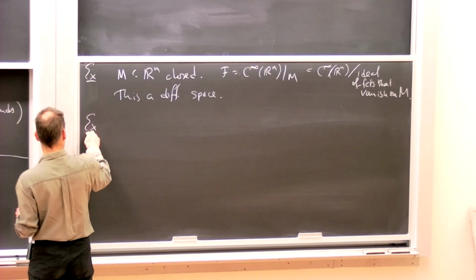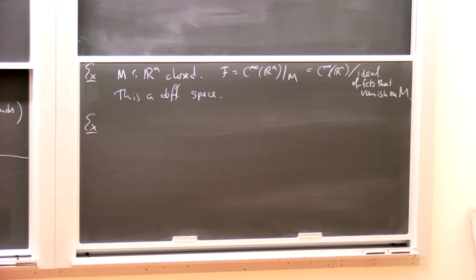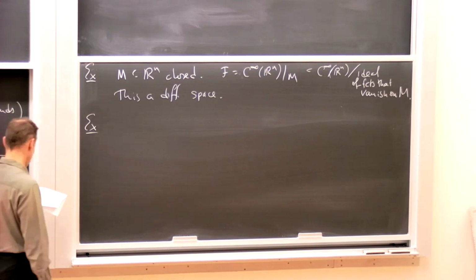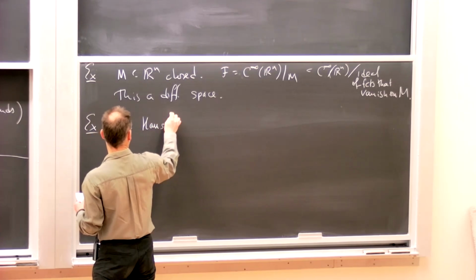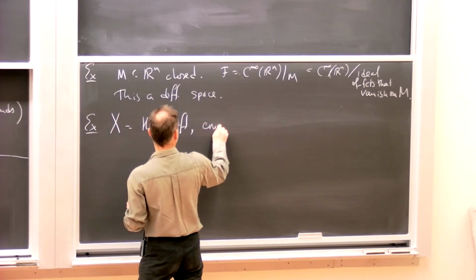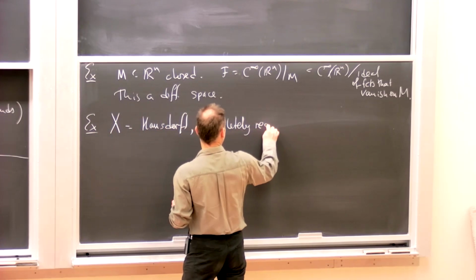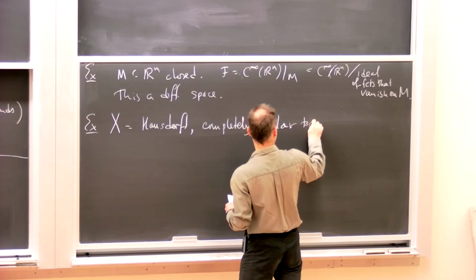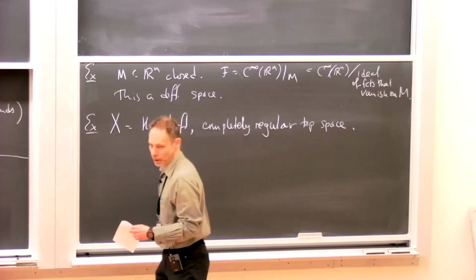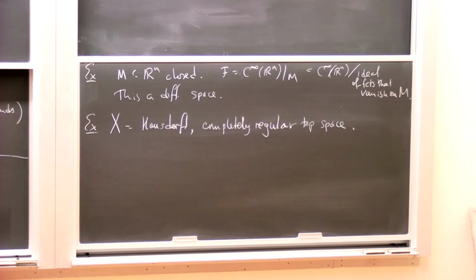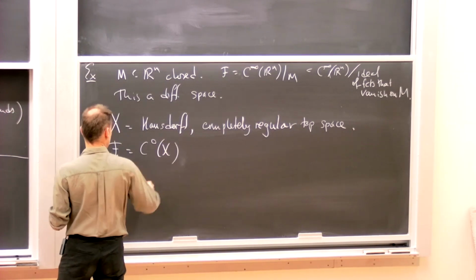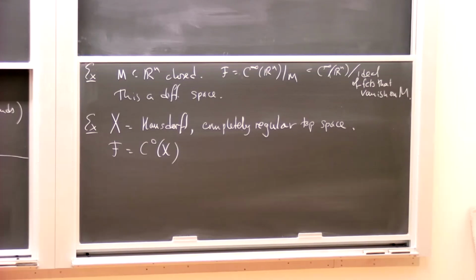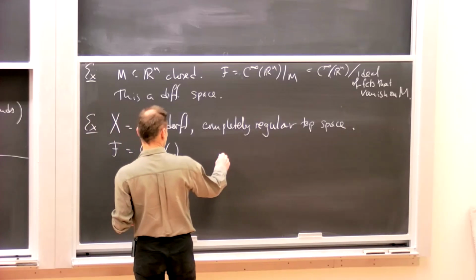And here's an example. Differential spaces are sort of like topological spaces. They're very general. So here's an example just to compare. Let's take X to be a Hausdorff, completely regular topological space. Again, I'm making my life easier, so I'm making these assumptions. You probably don't need them. And you can take F to be continuous functions. This is a differential space.